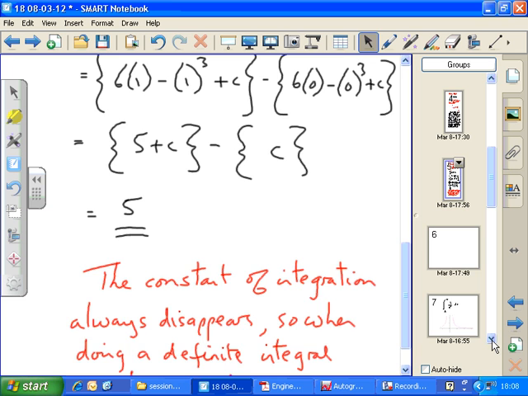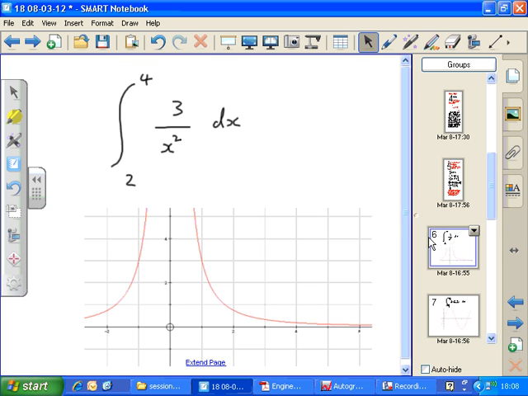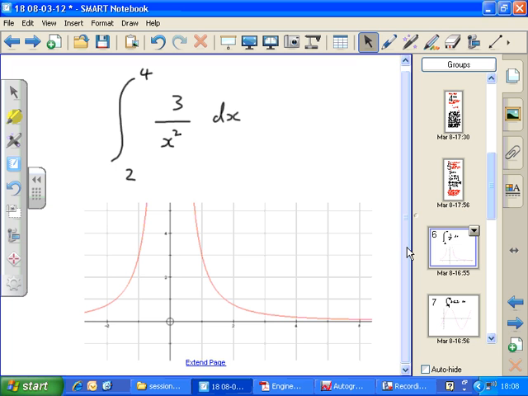Let's look at another example. Integrate this function between 4 and 2. So it's a definite integral. I know it's a definite integral because it's got limits in it. And I've plotted the function underneath.